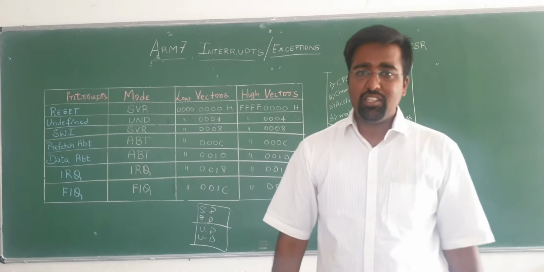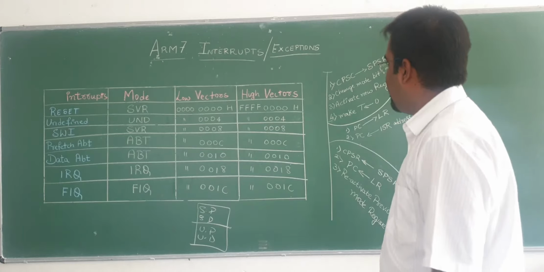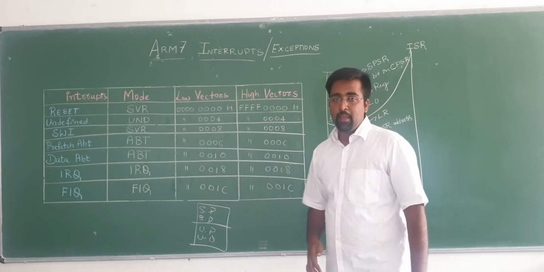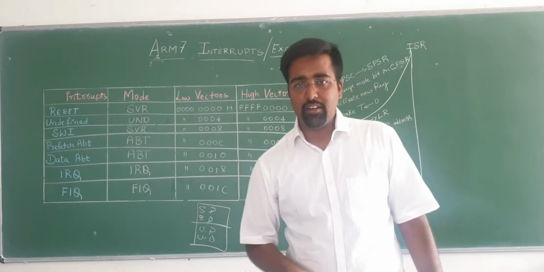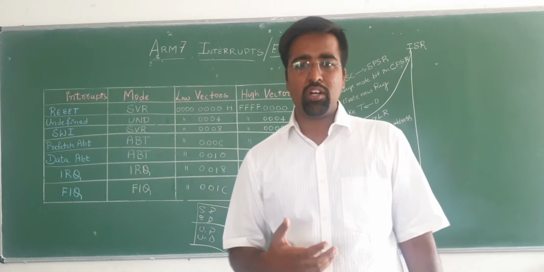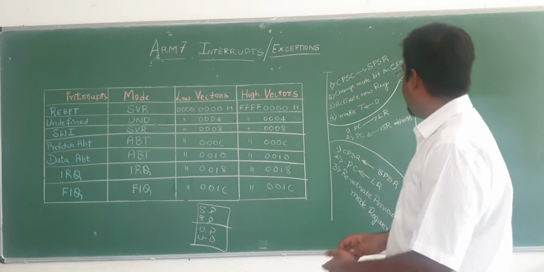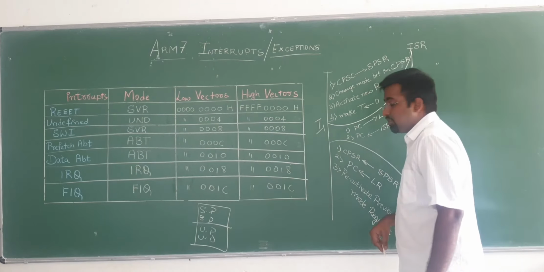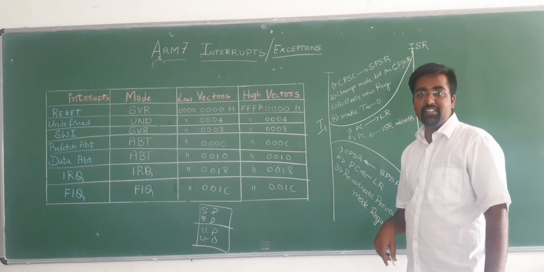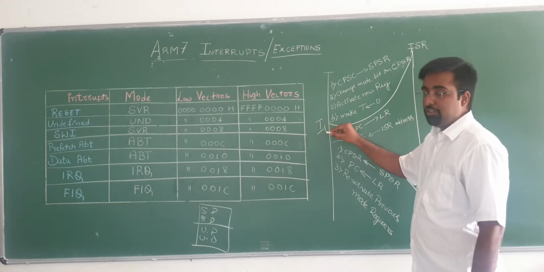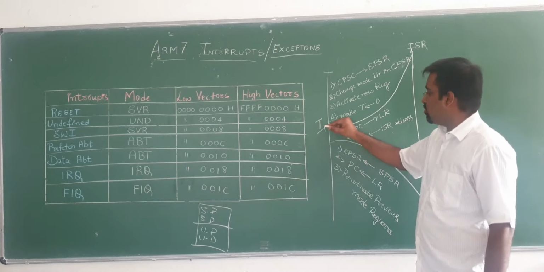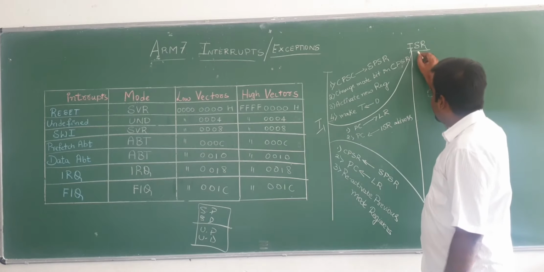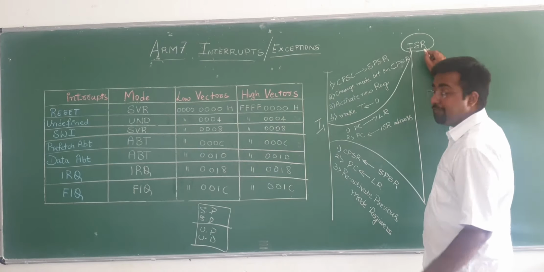Next we need to know what the low vector and high vector are. Before that, I want to tell you what a vector address is. Let's say I start with my instruction I1, and an interrupt occurs. Then it starts executing your ISR, so the address of the ISR must be fixed.